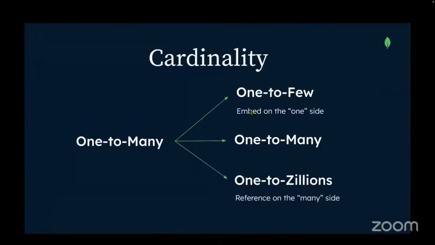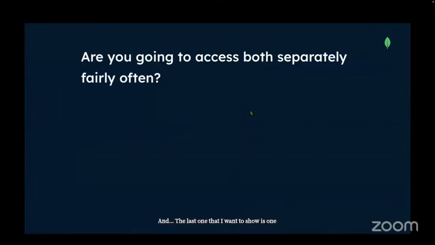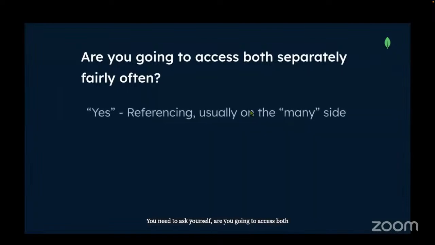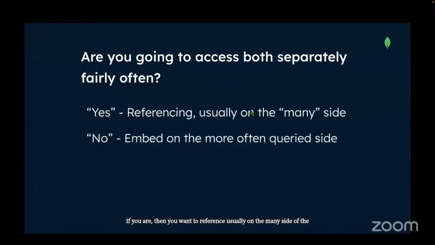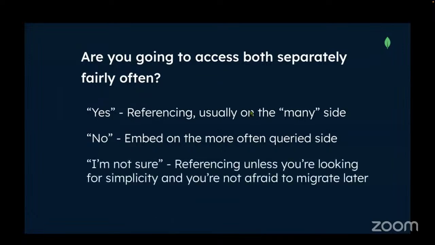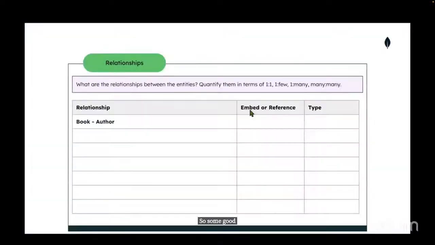And the last one that I want to show is one to many. You need to ask yourself, are you going to access both elements separately very often? If you are, then you usually want to reference on the many side of the equation. If not, then embed on the more often queried side. And if you're not sure, reference, unless you're looking for simplicity and you're not afraid to migrate later. So some good advice there.